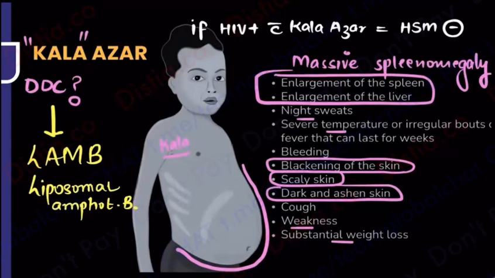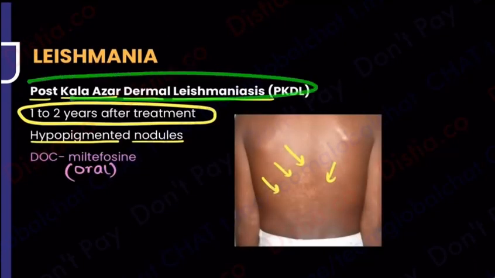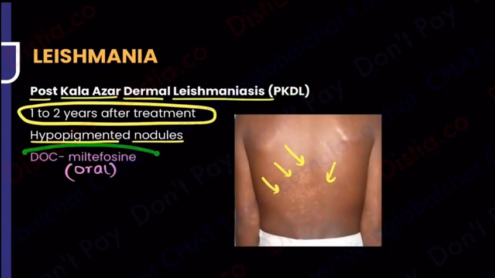Nahi treat hua, he can come to you 2 years later with post Kala Azar dermal leishmaniasis, PKDL, and then you will treat him with what? You will treat him with oral miltefosine. So this is after Kala Azar, but that is now Leishmania ho gaya, Kala Azar ho gaya.